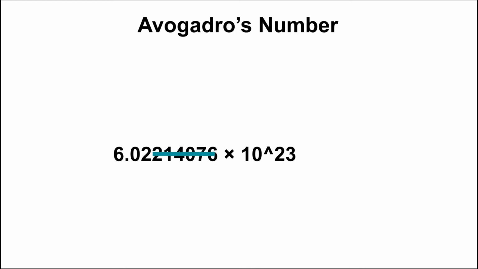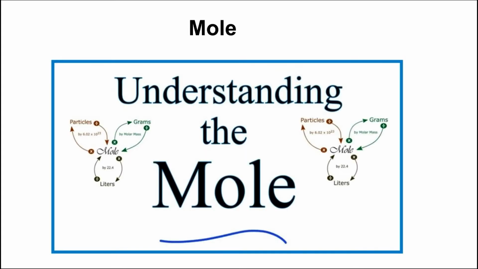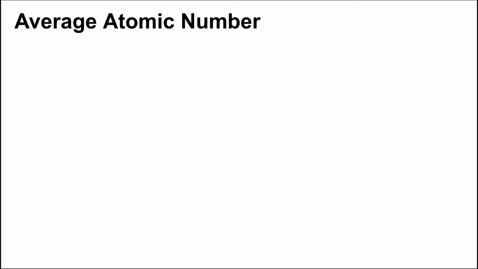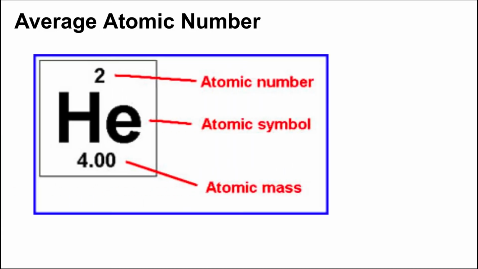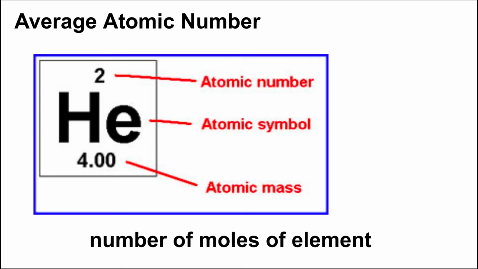Before we step inside Avogadro's number, let's talk about what a mole and an average atomic number are. A mole is a standard scientific unit for measuring the amount of very small entities such as atoms, molecules, or other specified particles. The average atomic number is a specific number assigned to every element that helps us find how many moles are present. It is the number beneath the name of an element on every periodic table. You will use the average atomic number to calculate the number of moles of elements.